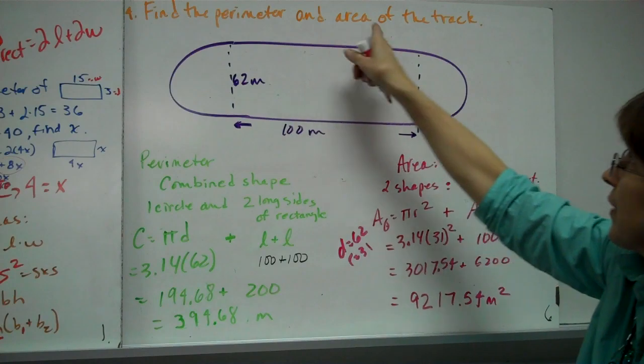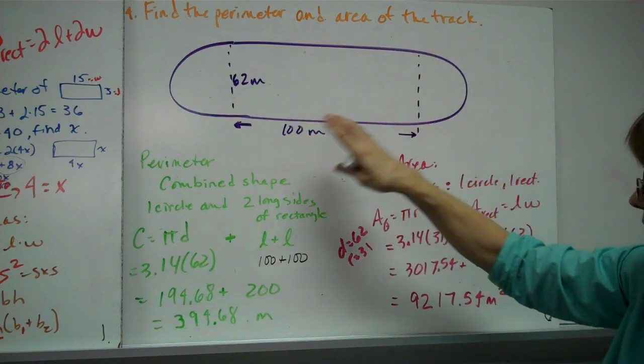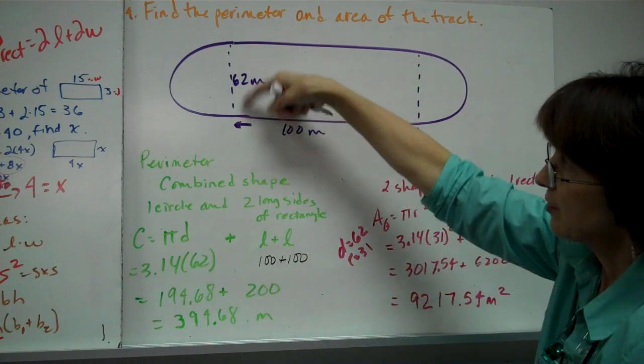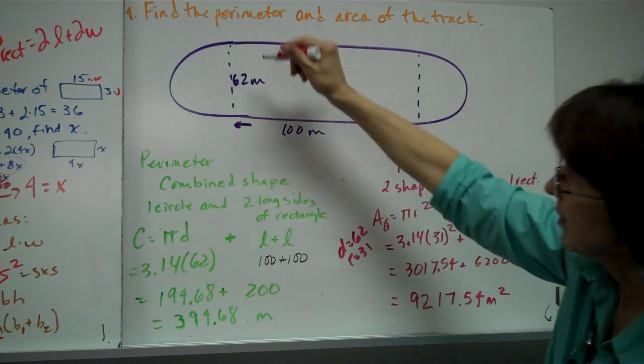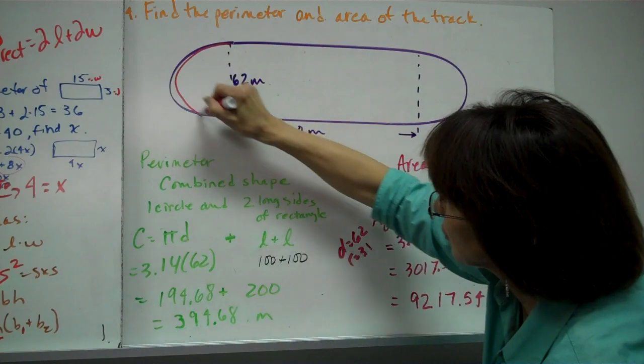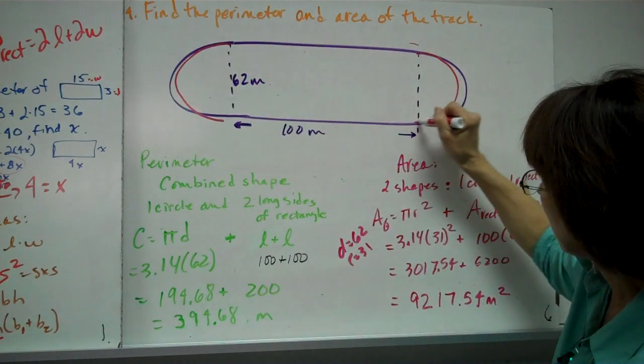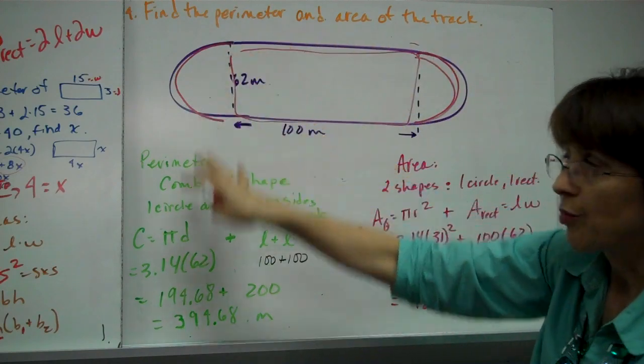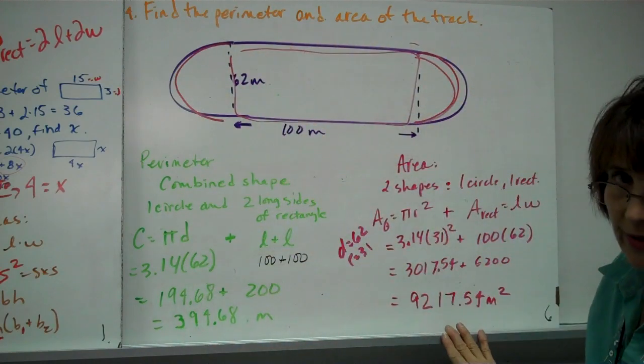Okay, find the perimeter and the area of the track. Okay, and they help you see that from here to here is 100 meters, and this right here is 62. But look at what you have. I can't draw it very well, but this is essentially half a circle, and this is the other half of the circle. So I have a circle and a rectangle. I've got to find the perimeter of it, I've got to find the area of it.